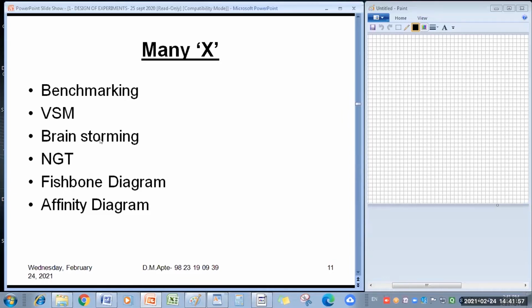Along with brainstorming, there is an important tool called NGT. NGT is the nominal group technique. NGT is a brainstorming method only. In NGT, what do we do? In NGT, we have a sequence for every participant.